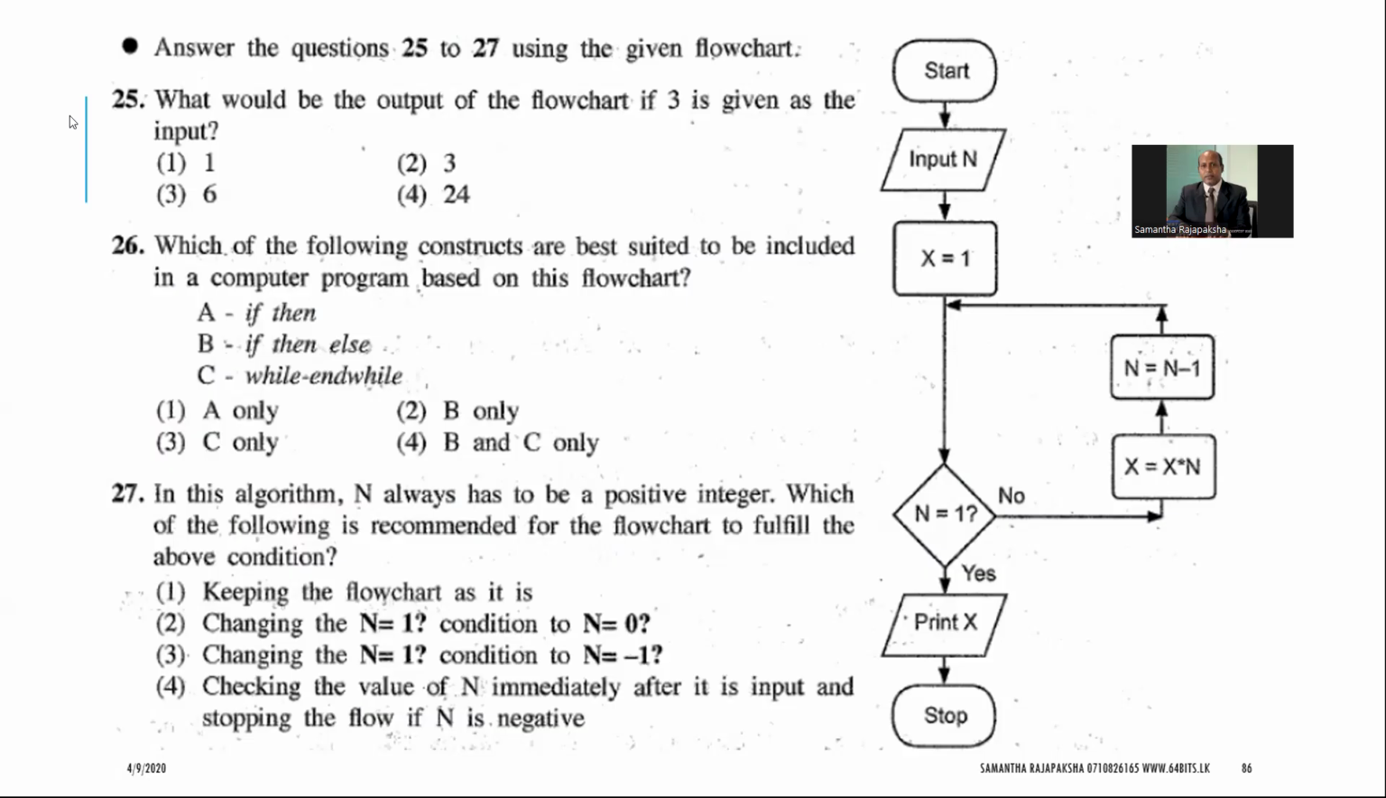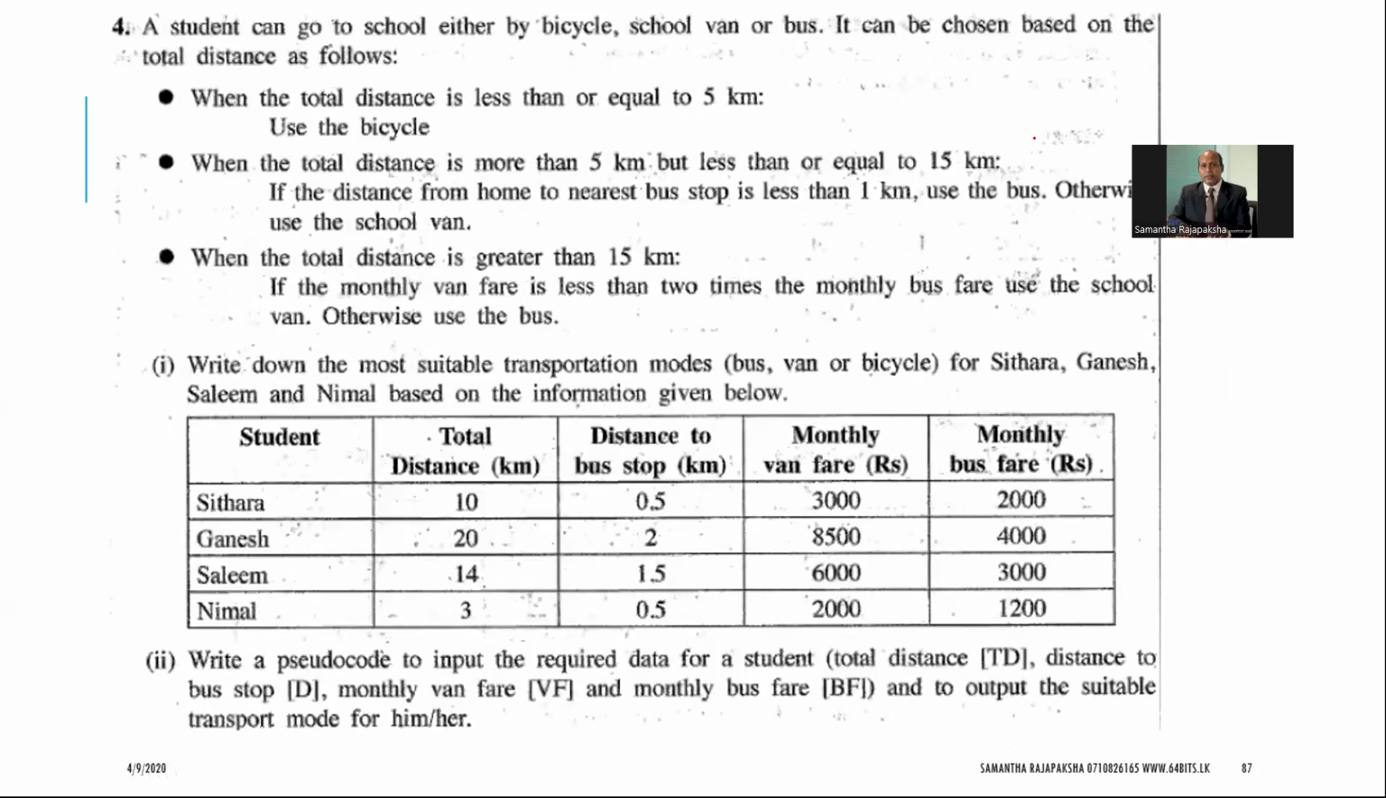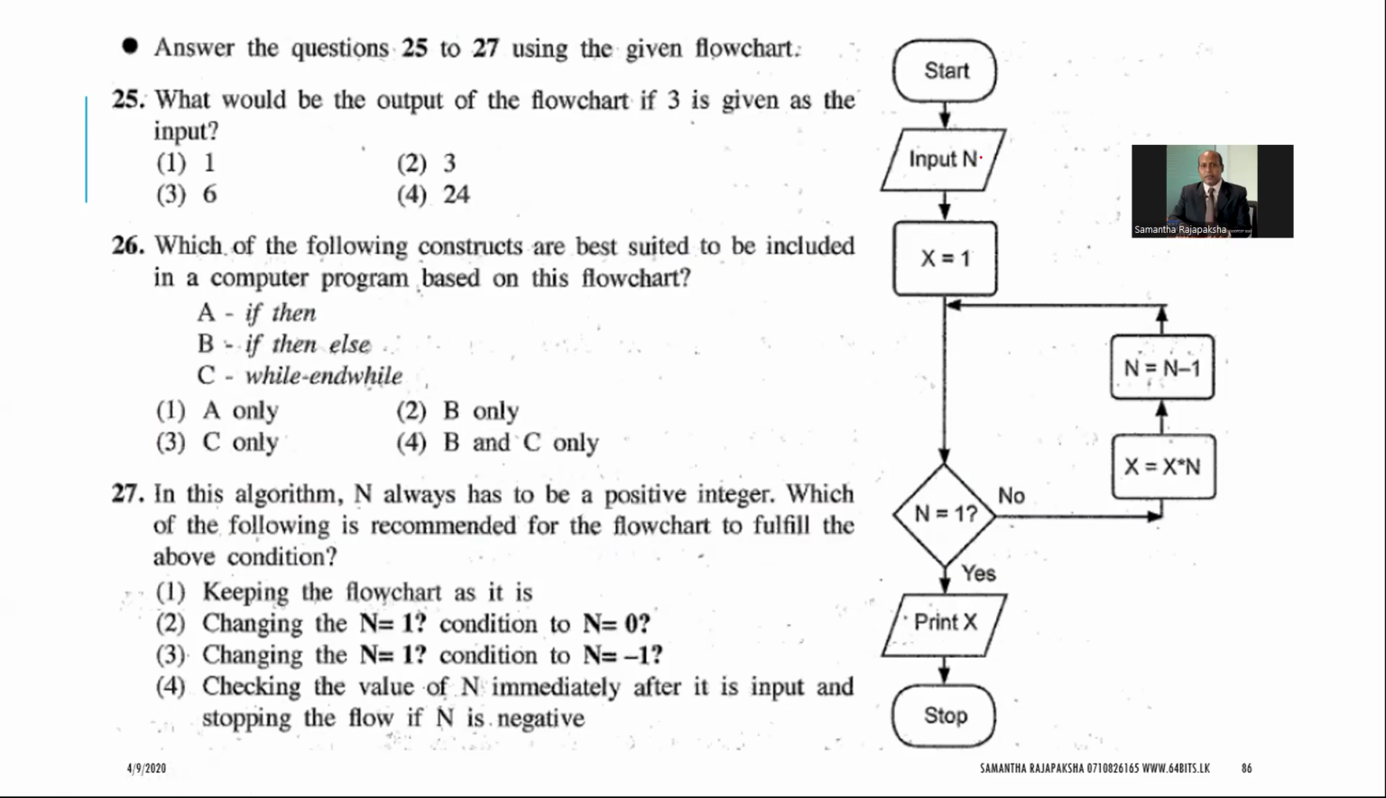So in this question, they have mentioned that 3 is given as input. So therefore here n is equal to 3. Then x is 1. So you come here, you check n is 3. Is 3 equal to 1? No, means you come to this side. x equal x into n. x is how much? 1. n is how much? 3. So then x becomes 3. n is reduced by 1, n becomes 2.